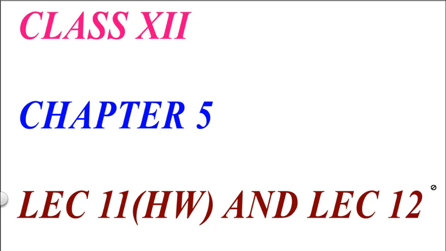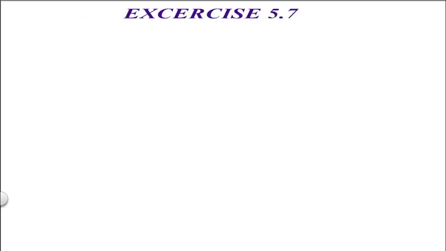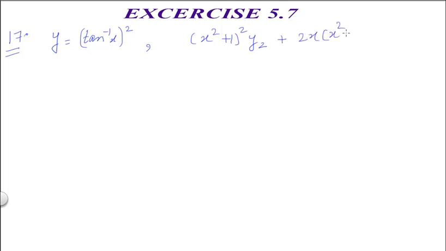So let us go to the first question that I'm going to discuss out of homework, which is question number 17. They have given the function y is equal to tan inverse x whole square, and we have to prove that x square plus 1 whole square y2, here meaning second order derivative, plus 2x into x square plus 1 into y1, the first order derivative, equals to. This is what we have to prove in this.